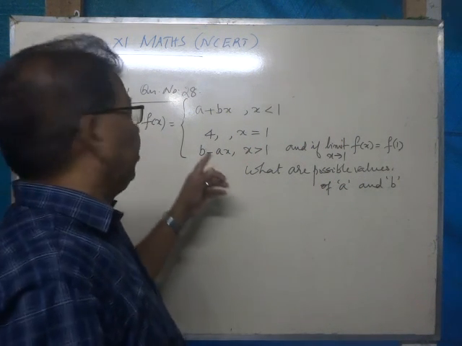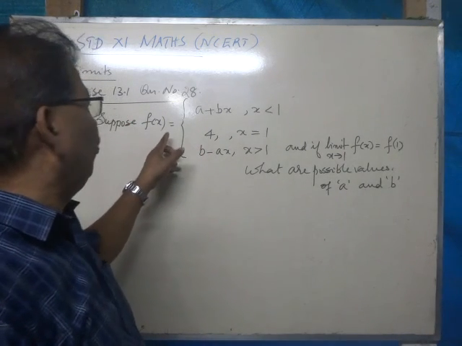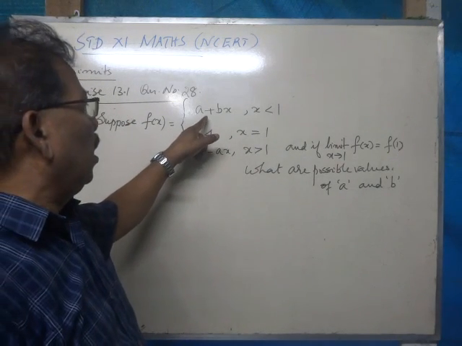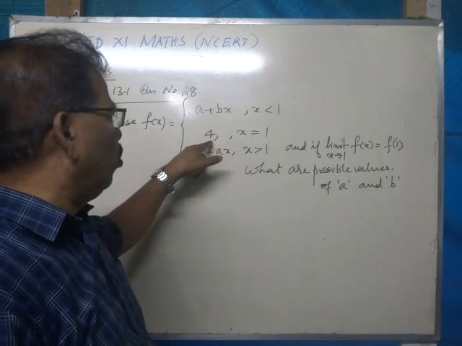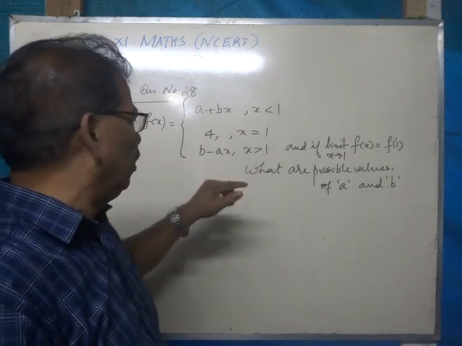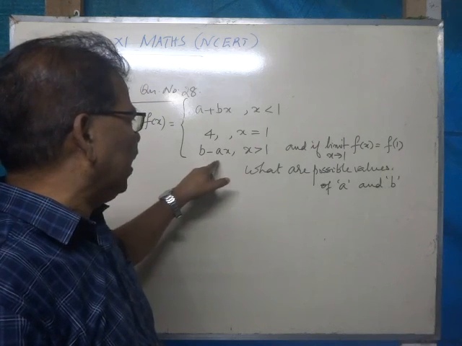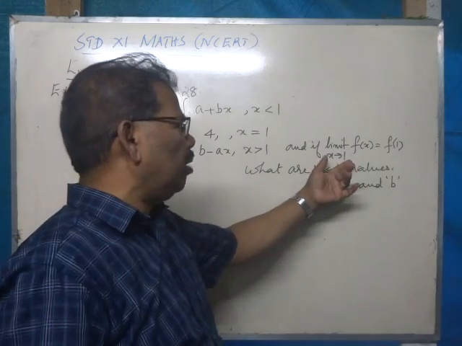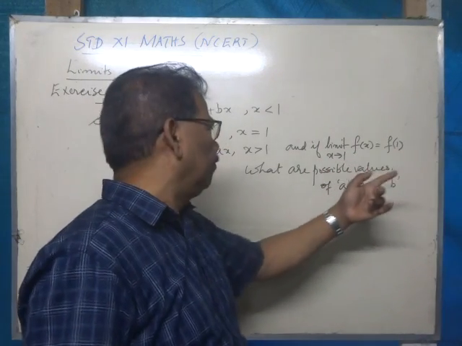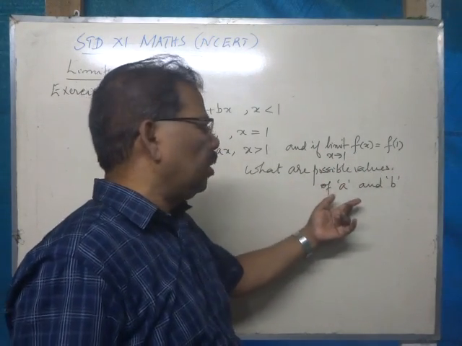Now question number 28. Suppose f of x equals a plus bx when x is less than 1, and 4 when x equals 1, and b minus ax when x is greater than 1, and if limit x tends to 1 f of x is equal to f of 1, what are possible values of a and b?